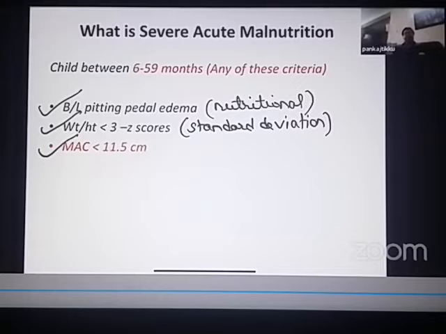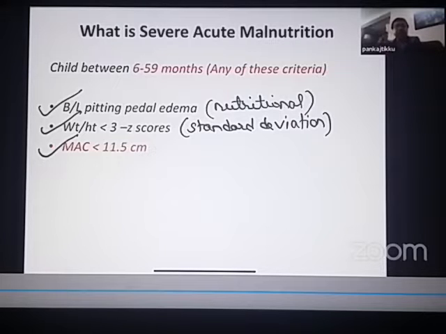The child may have bilateral edema in the legs. The child may have weight for height which is less than 3 standard deviation, or less than 3 Z scores. Or the child can have a mid-arm circumference less than 11.5 centimeters. The child should be between 6 to 59 months of age. So any child who is between 6 to 59 months of age and who has any one of these 3 criteria, bilateral pitting edema, weight for height less than 3 standard deviation or 3 Z scores, or mid-arm circumference less than 11.5 centimeters, the child will be considered to have a severe acute malnutrition.